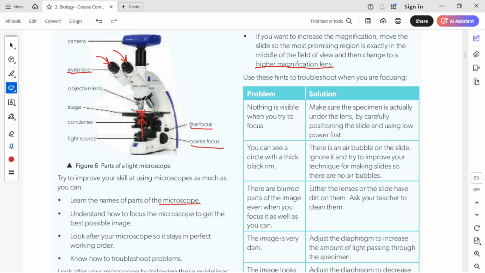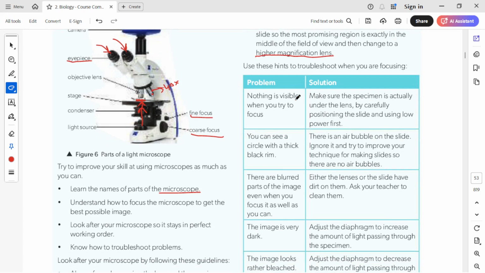So these are your objective lenses and they might be of different magnification. Suppose earlier you were using a 10x lens, so later on you can change it. Actually this gets rotated, so you can take this particular lens over here and bring it here, and maybe this is 40x or 100x, so it will increase your magnification.